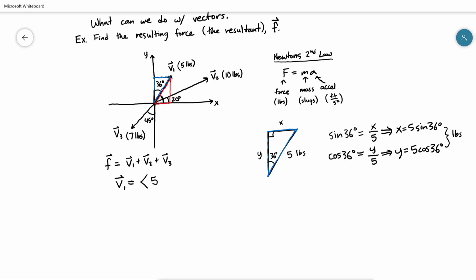So there's my two components. The x component we just saw was 5 times the sine of 36 degrees. The y component is 5 times the cosine of 36 degrees. And again, units of pounds.